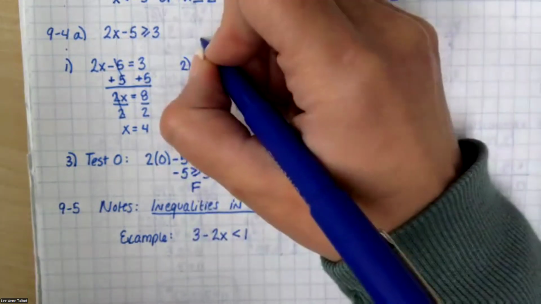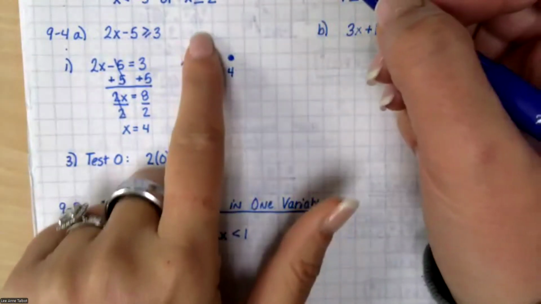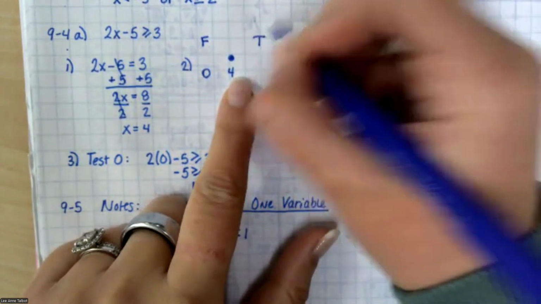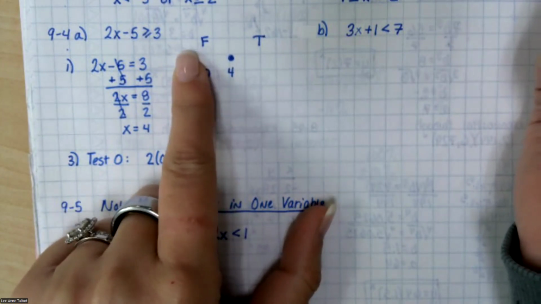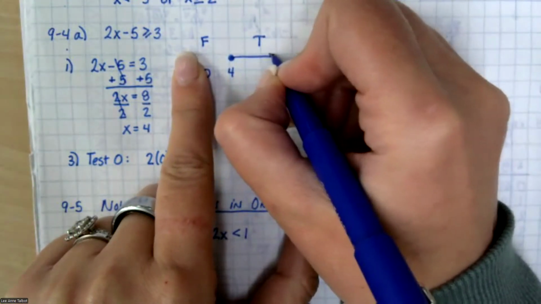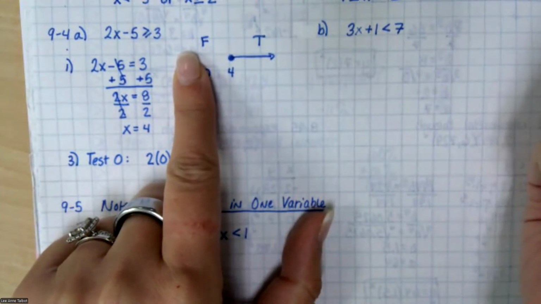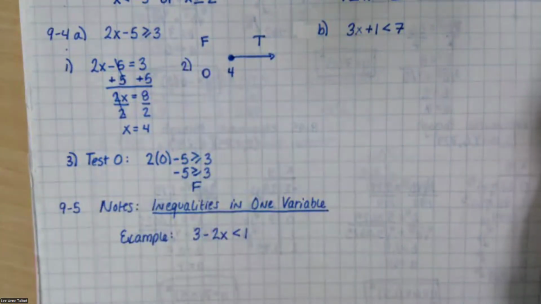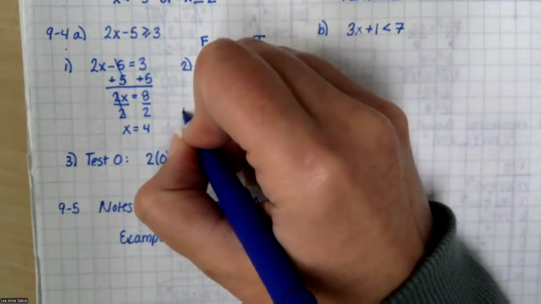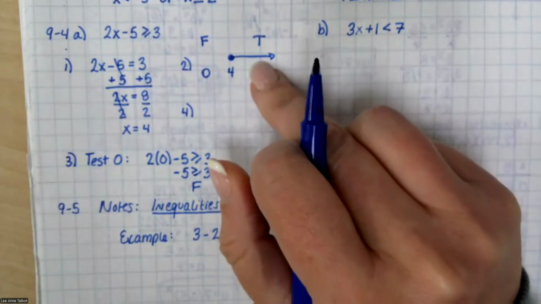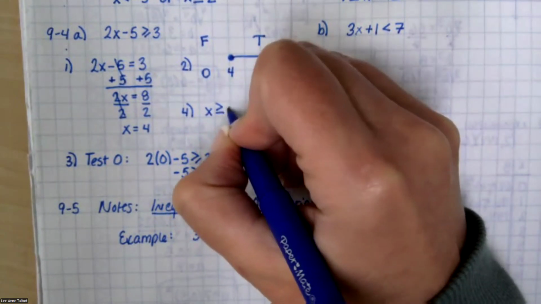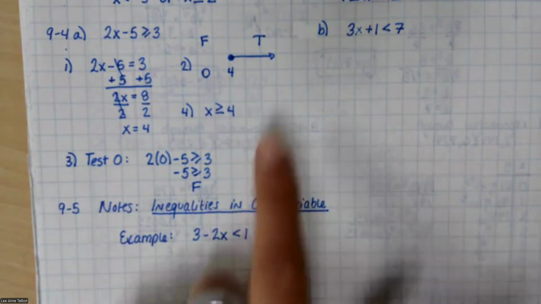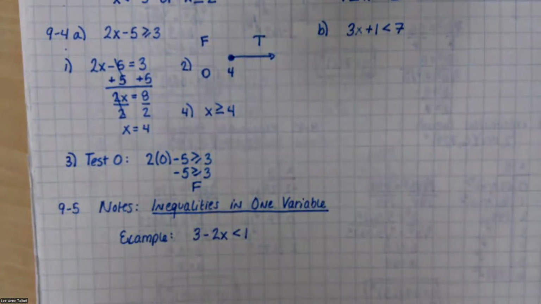So what I do is I put a false at 0 and a true on the other side. So that means this side is not where the arrow is going to go. This side is where the arrow is going to go because that's the true part. And then step 4 is to take this little baby arrow and write the final answer. So x is greater than or equal to 4. So this is the part we just practiced in number 3.